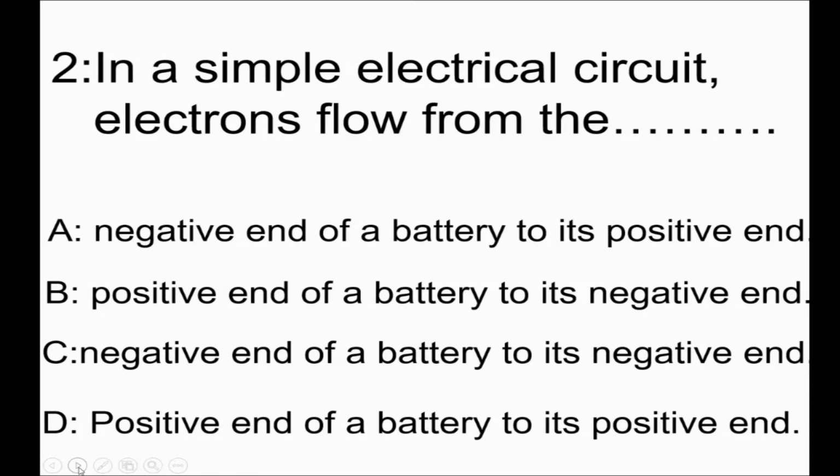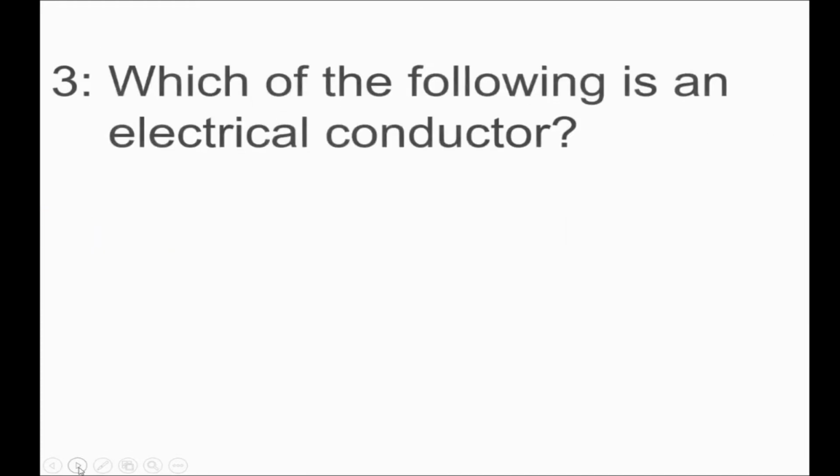So the question one more time. In a simple electrical circuit, electrons flow from the dash. So the correct answer here is negative end of a battery to its positive end.